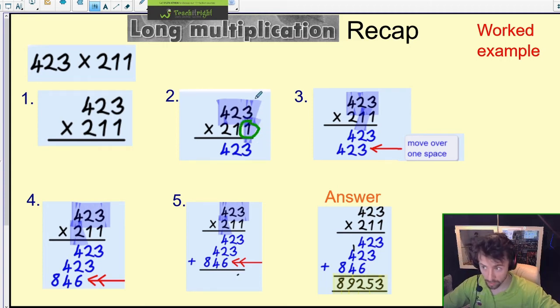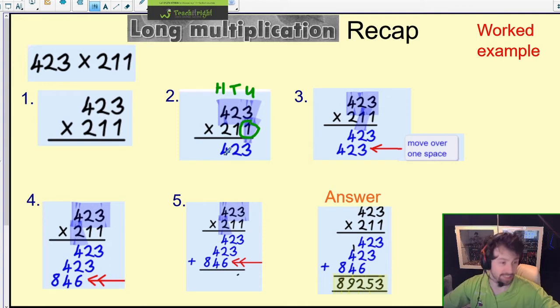So we do 1 times 3, which is 3, 1 times 20, which is 20, and 1 times 400, which is 400. Now notice, I didn't say 1 times 3, 1 times 2, 1 times 4. I said 1 times 3, 1 times 20, 1 times 400. That makes sense because 1 times 20 is 20, which is why I put that 2 in the tens column. It's really important to always be thinking about this: we've got here the hundreds column, the tens column, and the units column. So when I did 1 times 400, I wrote 4 in the hundreds column.